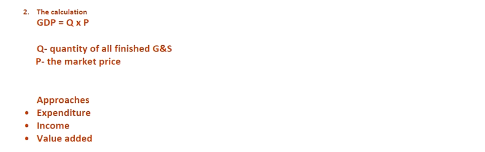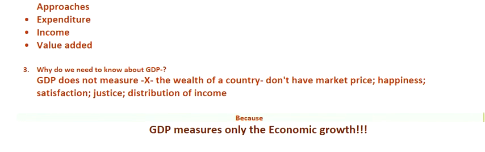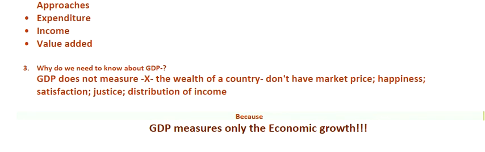So let's move to the third question, which is why do we need to know about GDP? Here, as we say before, or as we see from definition of gross domestic product, it measures the things that are produced in any country, but it does not measure the wealth of a country. Remember the case of polar bears or forest or some other value national wealth that don't have market price. GDP does not measure also the happiness or satisfaction or justice in a country. It does not measure completely the standard of living because GDP misses the distribution of income inside the country.